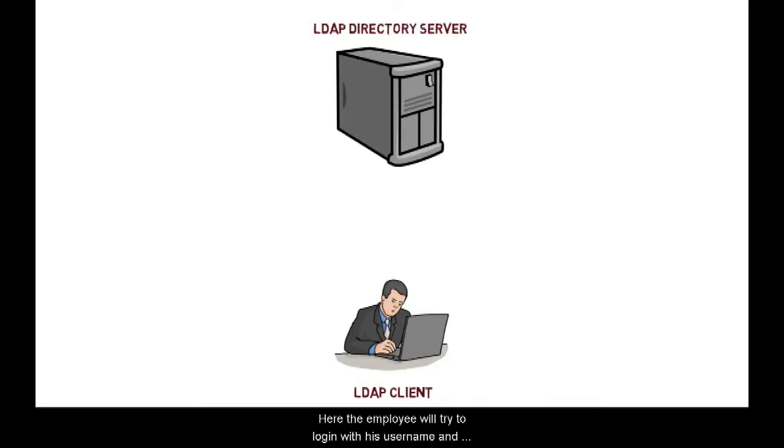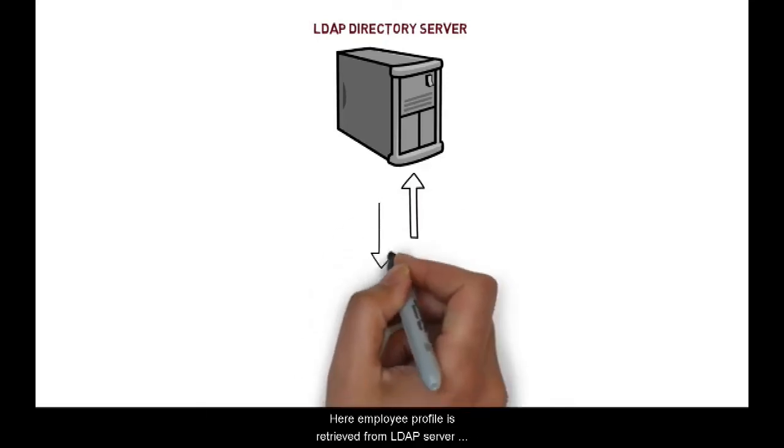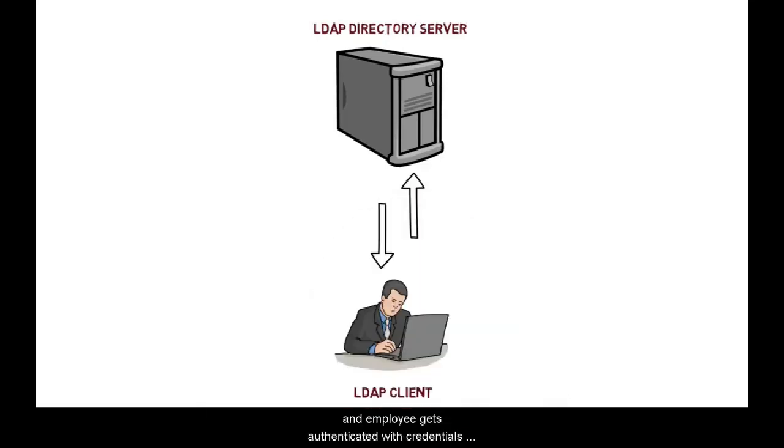Here the employee will try to log in with his username and password from a client computer or a web application, which has to be authenticated against the LDAP server. The authentication request will be redirected to the LDAP server. Here the employee profile is retrieved from the LDAP server and the employee gets authenticated with the credentials provided. Based on the authentication result, the employee may log in or be displayed a login failed error message.